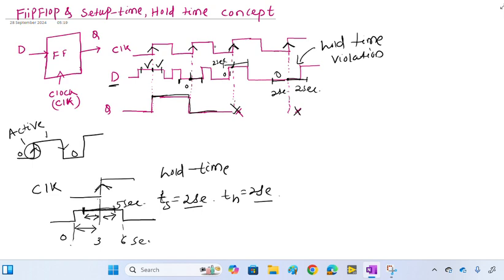This one is setup time violation. So if it is not satisfying either setup time or hold time, the output will be an error output or unpredictable output. Thank you.